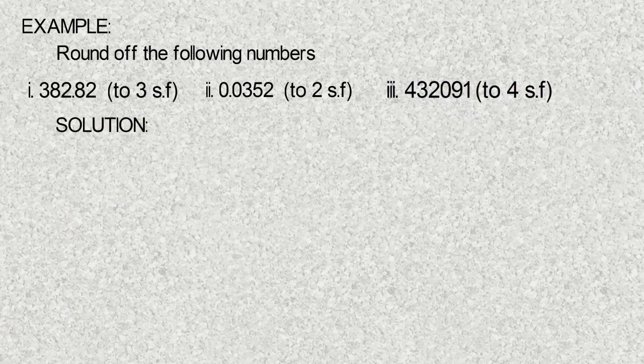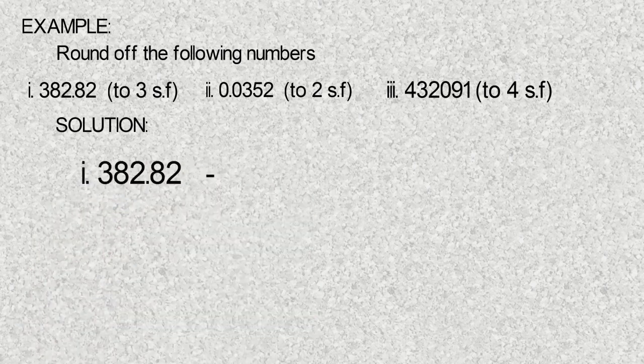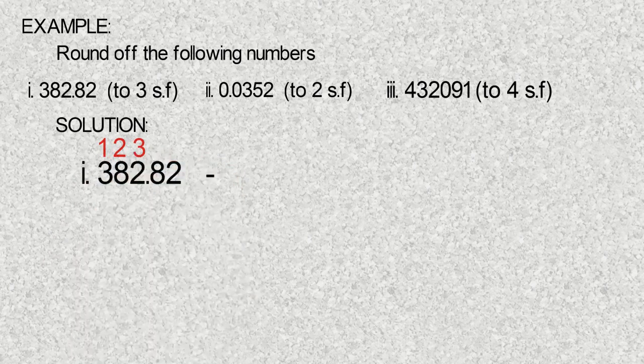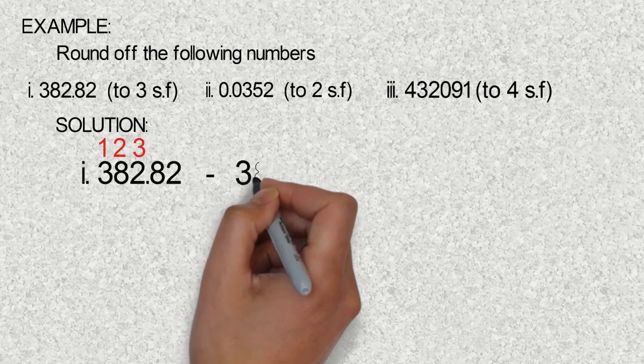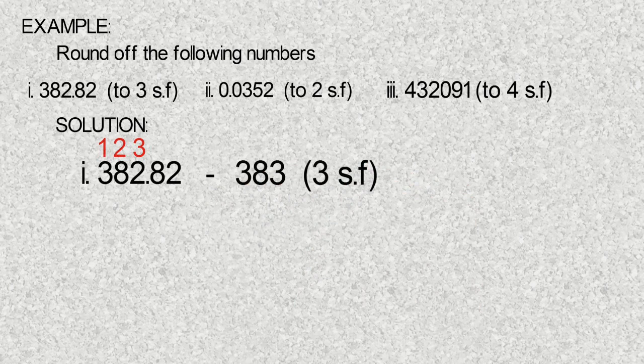So number 1 now, we have 382.82. We are counting to 3 significant figures. So we have the first significant figure, 1, 2, 3. Can you see that? So 2 is our last significant figure, which is the third significant figure we are considering. So the next digit to it is what? 8. So we are rounding up 8 to 1 and add to 2, which will give us 383 to 3 significant figure.